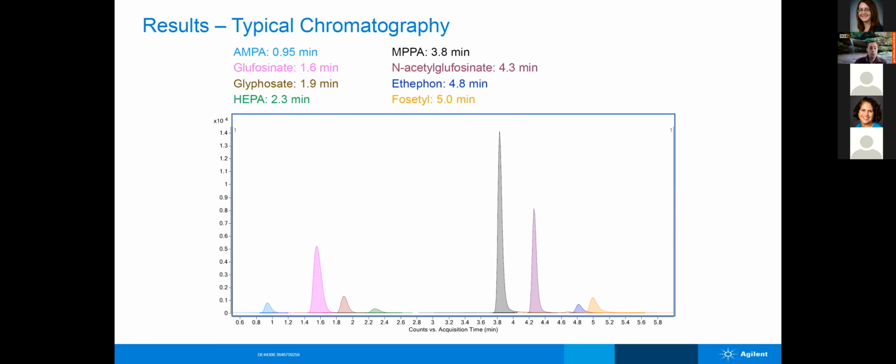So these were the results of our method. We can see that we have baseline resolved, sharp peaks for all of these very difficult to analyze polar pesticides, all within 5 minutes. The extra time from 5 minutes to 8 minutes is really just column regeneration to get ready for the next run.